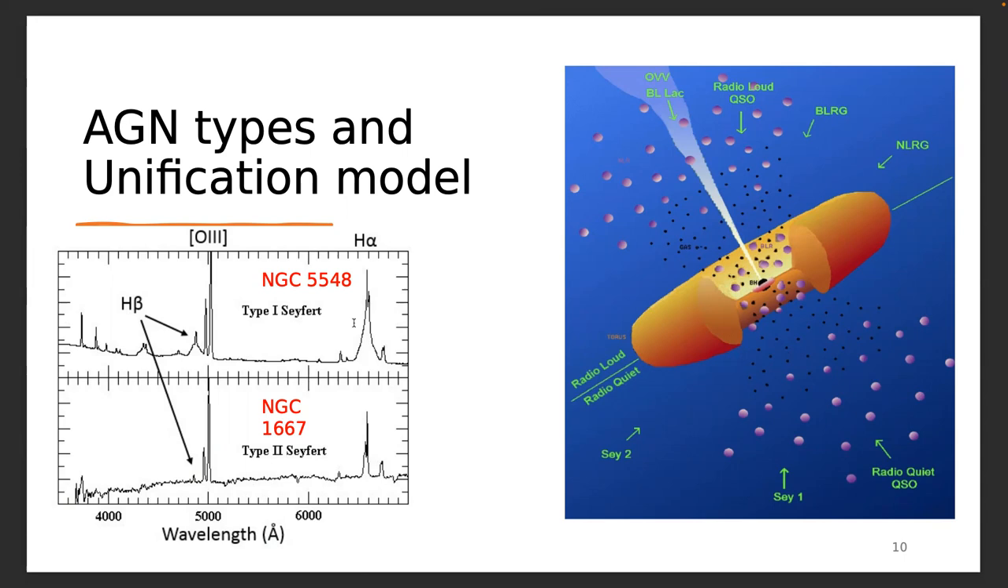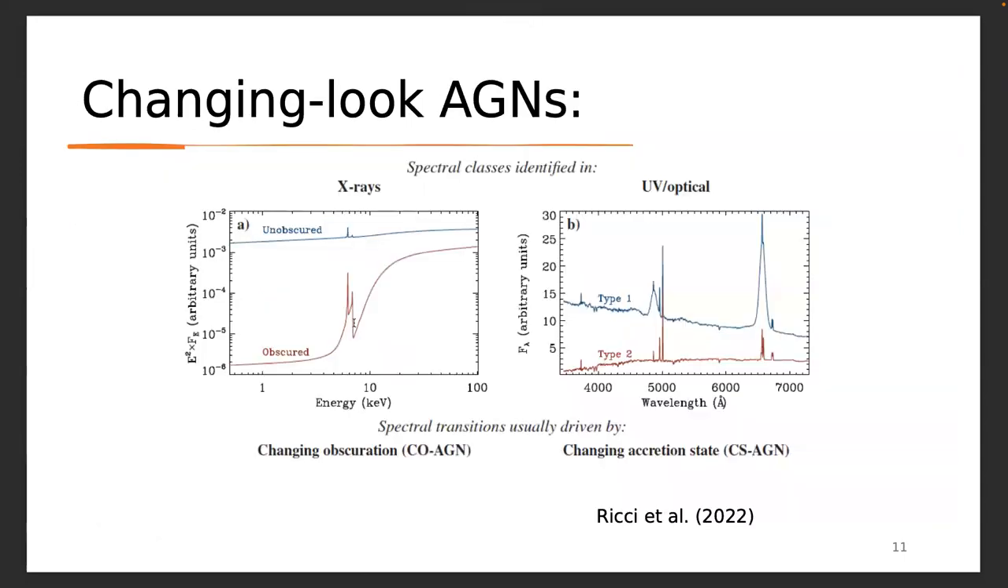So as you can see, this is the spectra of NGC 5548 and NGC 1667. The first one is a type 1 Seyfert or type 1 AGN, and this one is a type 2 Seyfert or type 2 AGN. Okay, now let's talk about these changing look AGNs that I'm here to talk about.